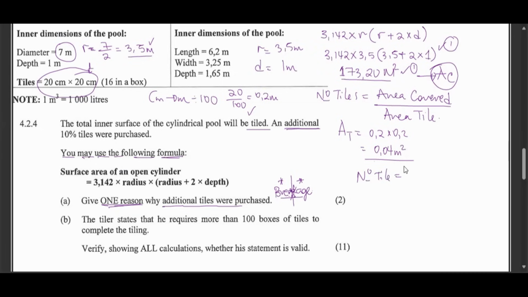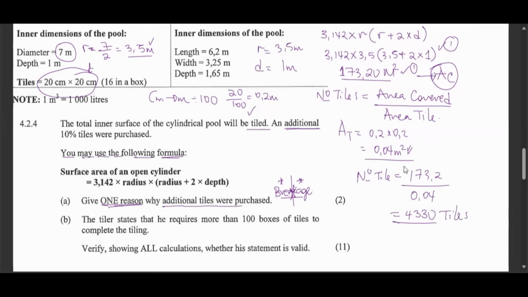So let's go. Number of tiles, now we can easily get them. Let's substitute the area to be covered. We saw it as 173,2 divided by the area of the tile that we just got, which is 0,04. We end up having 4,330 tiles.